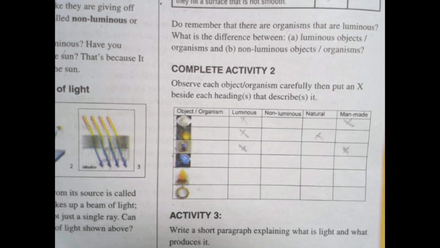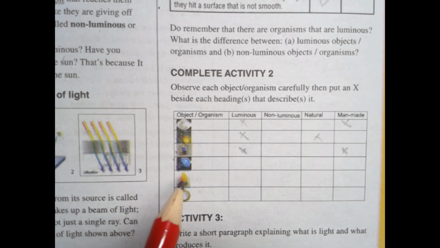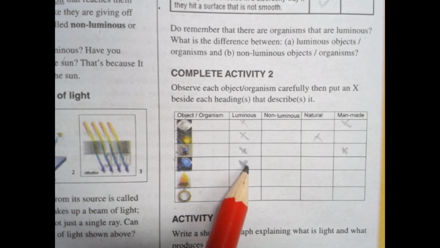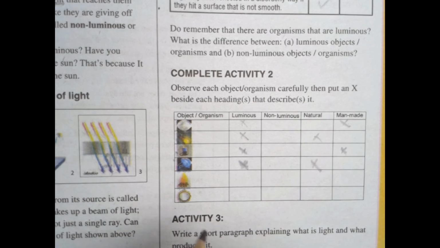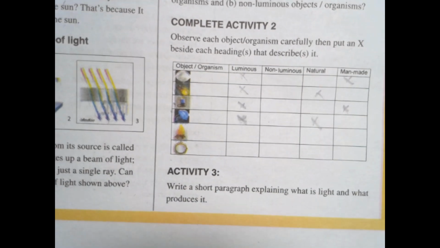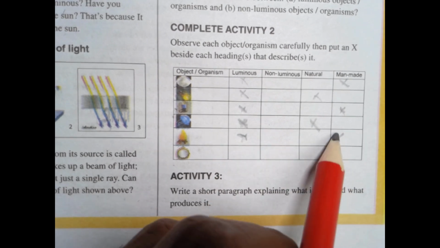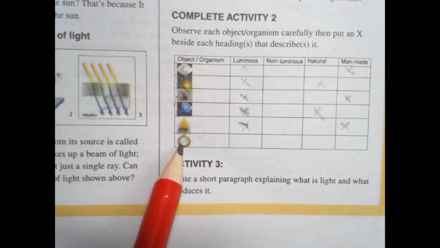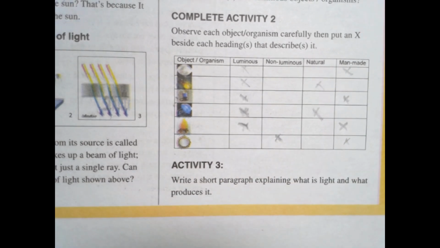All right. This looks like a jellyfish. So that would be luminous and natural. This looks like the fire that's there, so that's luminous, and in this case this is man-made. Okay, this looks like a mirror. A mirror would be non-luminous and man-made.